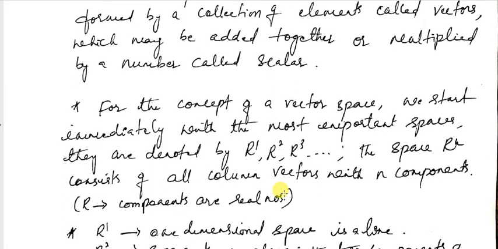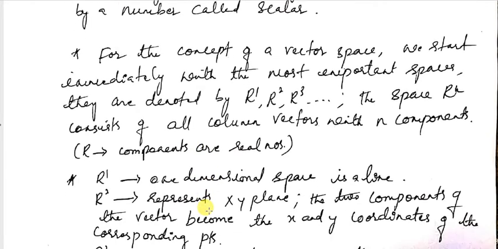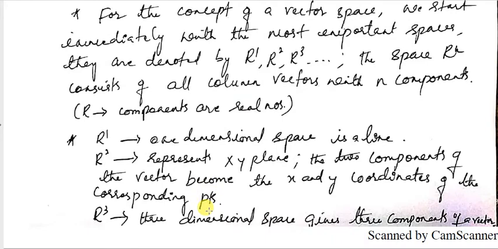a vector space, we start immediately with the most important spaces. They are denoted by R1, R2, R3, and so on. The space Rn consists of all column vectors with n components. So R represents the set of real numbers. All the components are real numbers. R1 will be a one-dimensional space, which is a line.